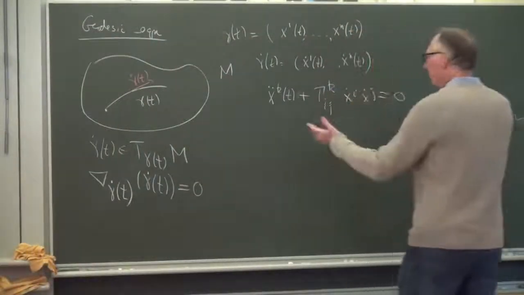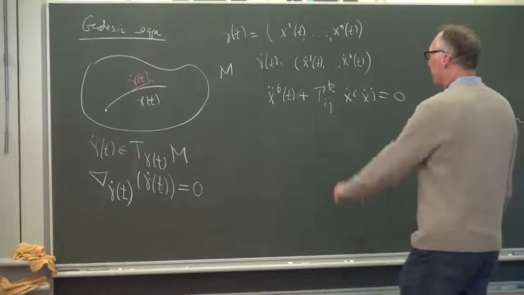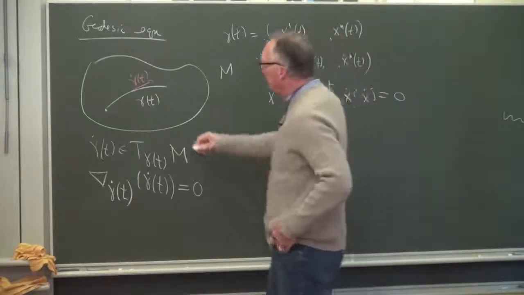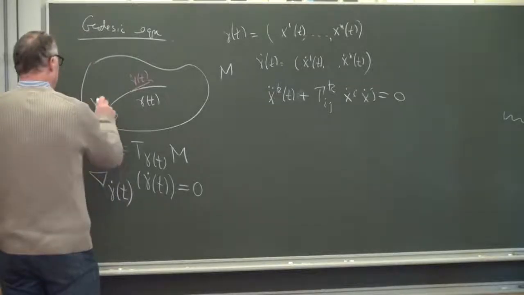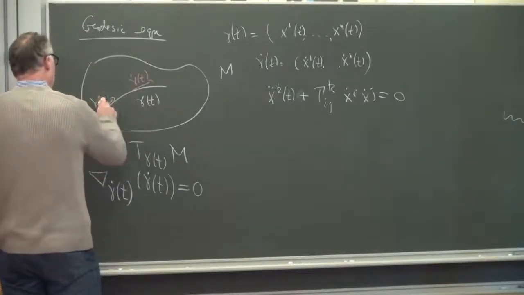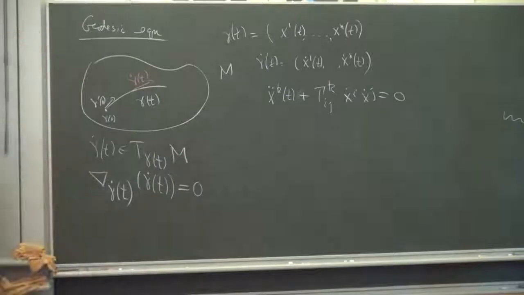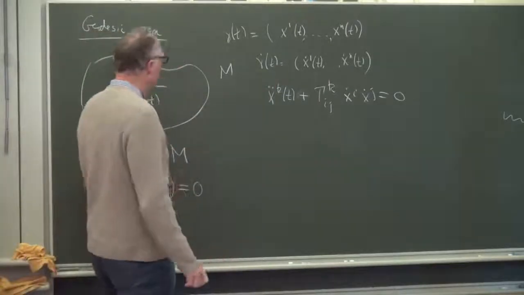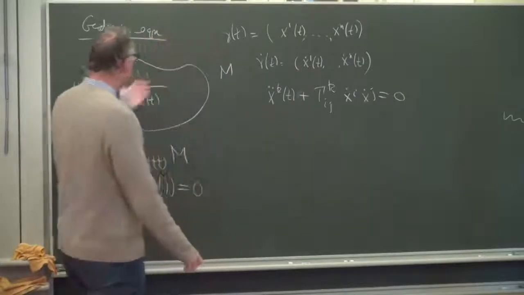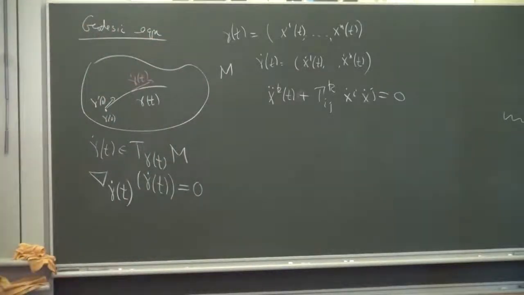Okay? So there's at least locally an existence and a uniqueness if you specify an initial point, gamma of 0, and an initial tangent vector, gamma prime of 0. There is a unique geodesic satisfying the geodesic equation, unique, defined in some neighborhood, to solve that ODE.